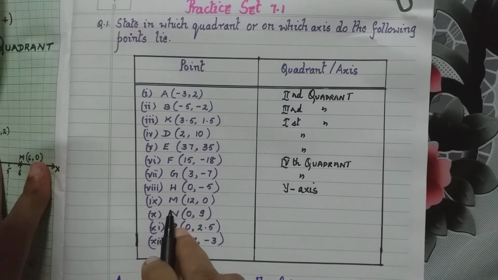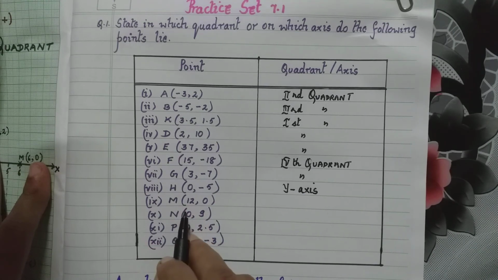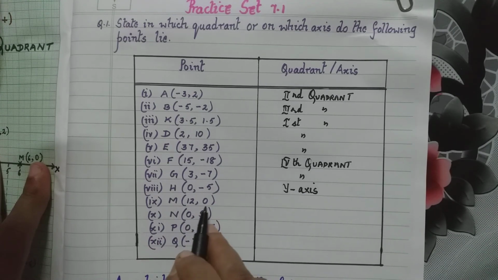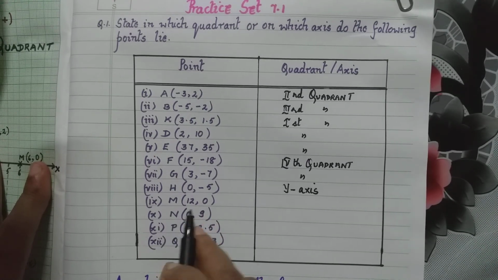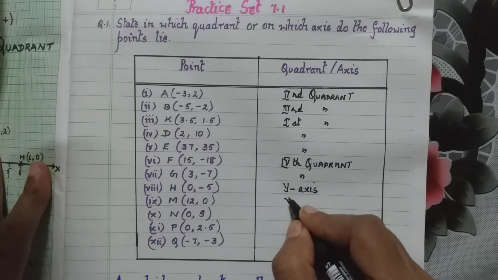What about the ninth one? It is M (12, 0). Here the y coordinate is 0. So it is the opposite. It will lie on the x-axis.